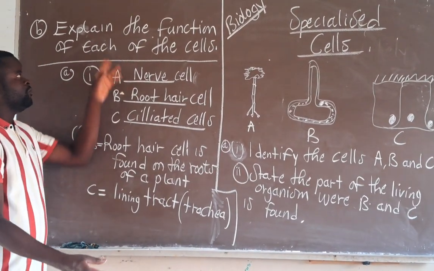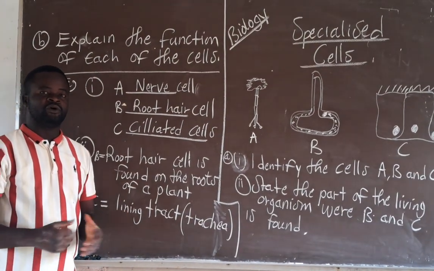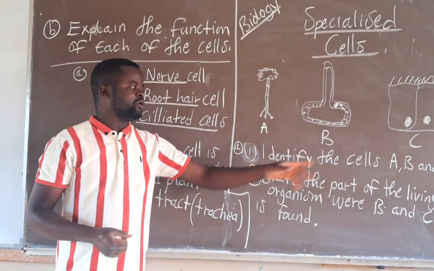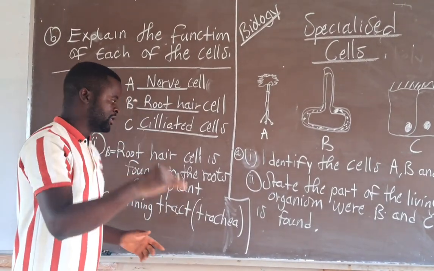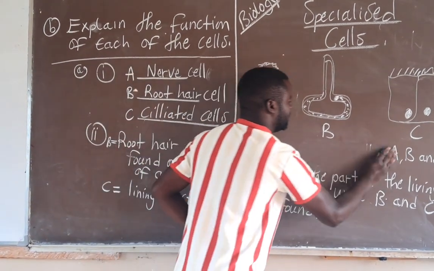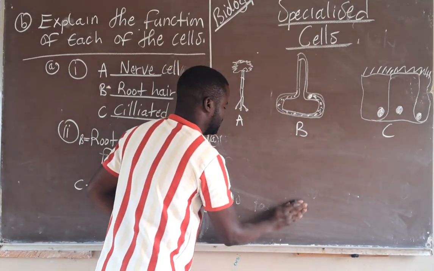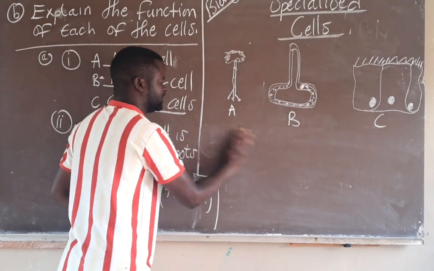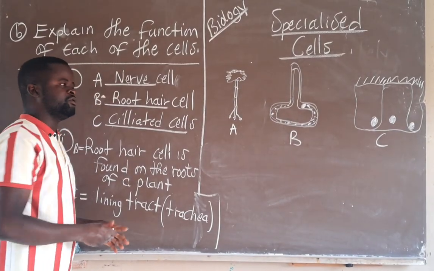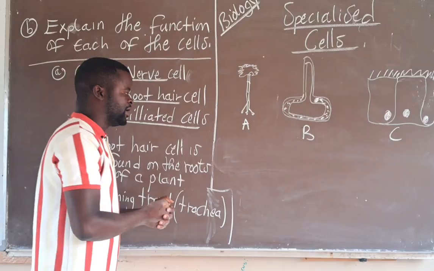So we are done with question A, Roman numerals 1 and 2. Now we need to understand their specific functions: the function of cell A, the function of cell B, and the function of cell C. Allow me to erase the first question so that I can create space to give you the specific functions of these cells. Make sure that you pause the video and copy the question. Now we are responding.